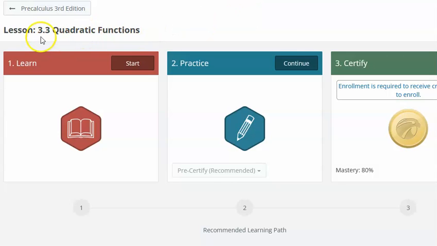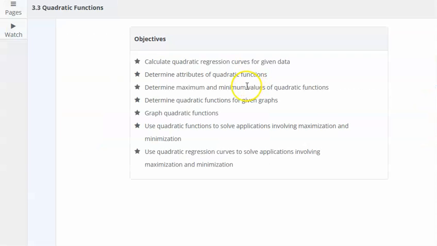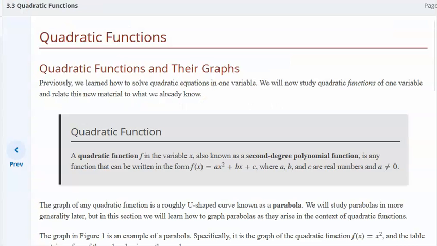In Learn 3.3, we're going on to quadratic functions. And looking at the objectives, they're quite extensive and maybe a tad more challenging than what we've done. So take a moment, take a look at them.